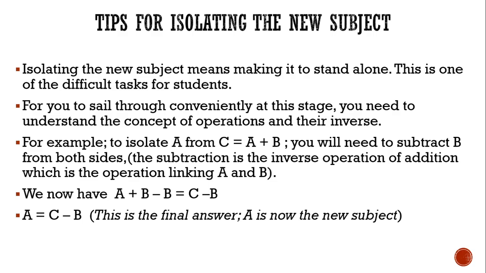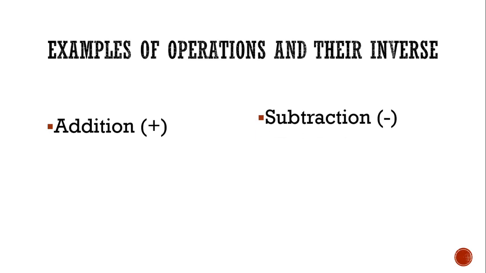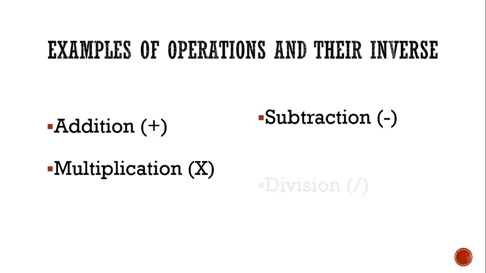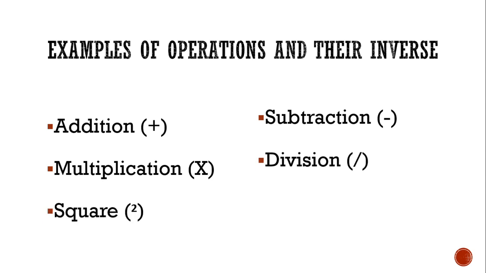Coming back to operations and their inverse. These are examples of operations and their inverse. The first one is addition. The inverse of addition is subtraction. We also have multiplication. The inverse of multiplication is division. We also have square. The inverse of square is square root. We can go on and on like that. As you expose yourself to more questions, you will get familiar with the concept of operations and their inverse.